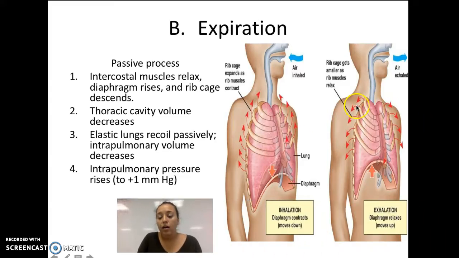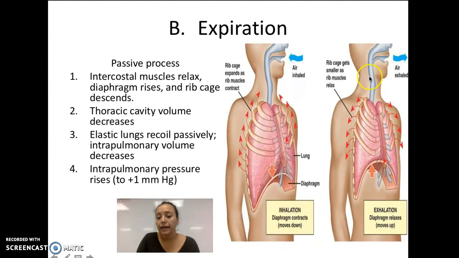Okay, so now it's going to be the opposite. So now everything is more of a passive process. So you are going to relax the diaphragm, relax the intercostal muscles. When that happens, the rib cage drops and the diaphragm rises. And now what happens is your volume has decreased. Okay, and when your volume decreases, your pressure increases. So all the gases in here don't have a lot of place to move, and the pressure increases. And remember, gases move from high to low, so it's going to cause the gases to move out the body.